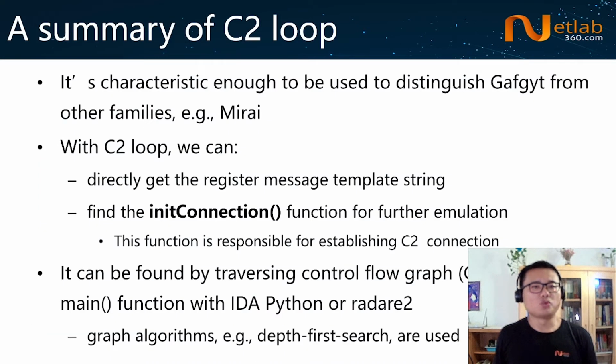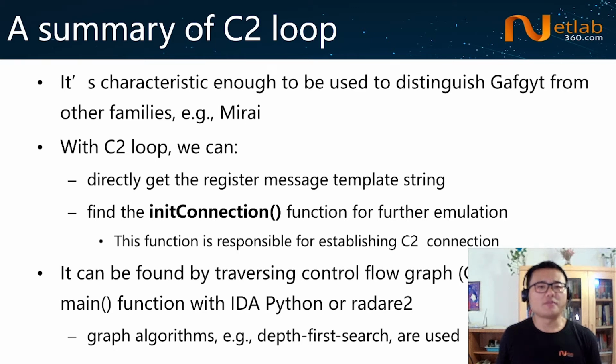Here is a summary of the C2 looper. Basically, it's characteristic enough to be used to distinguish Gafgyt from other families of botnets such as Mirai. And with the C2 looper, we can directly get the register message template string, which I will talk about in later slides. And we can find the init connection function for later emulation, because that function is responsible for establishing the C2 connection.